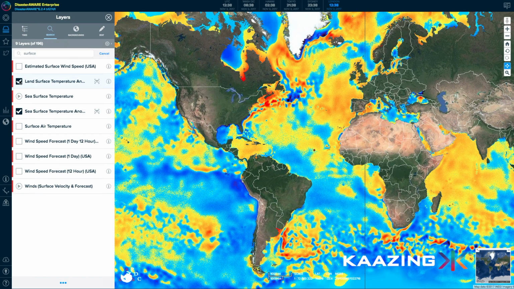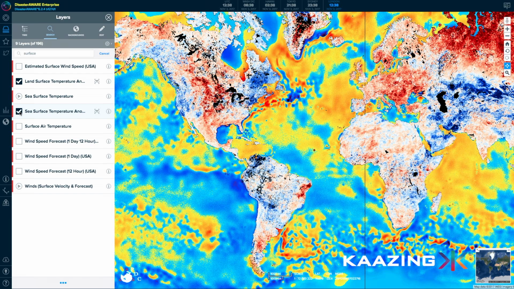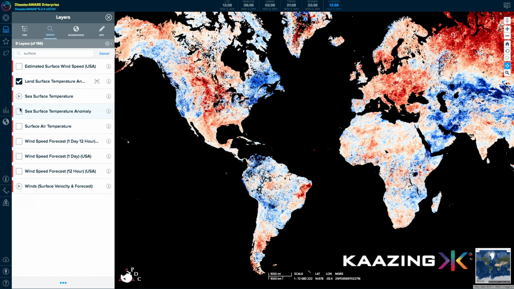So here we have the anomalies on both the surface of the sea and the land. Now, when there is an anomaly here, that means the temperature is not where it should be at the current time. So this is incredibly useful for us to plan ahead and see what is likely to be going wrong in a location, so that we can anticipate alternative routes for trucks, for example.